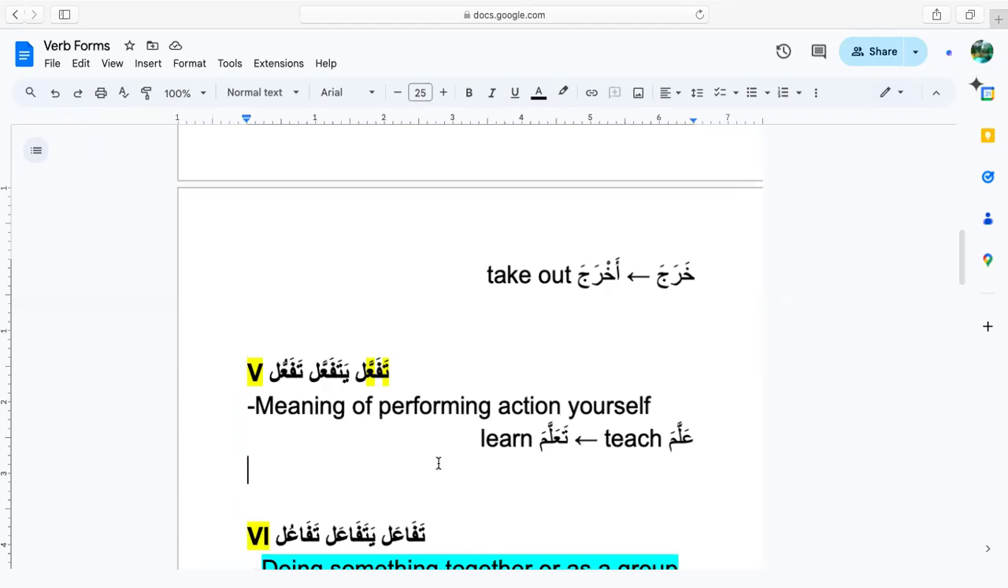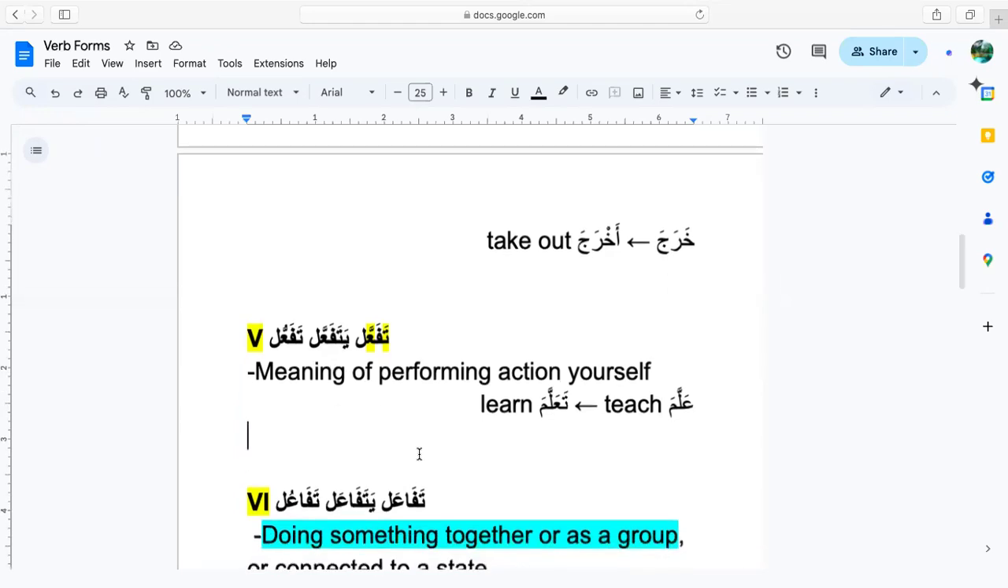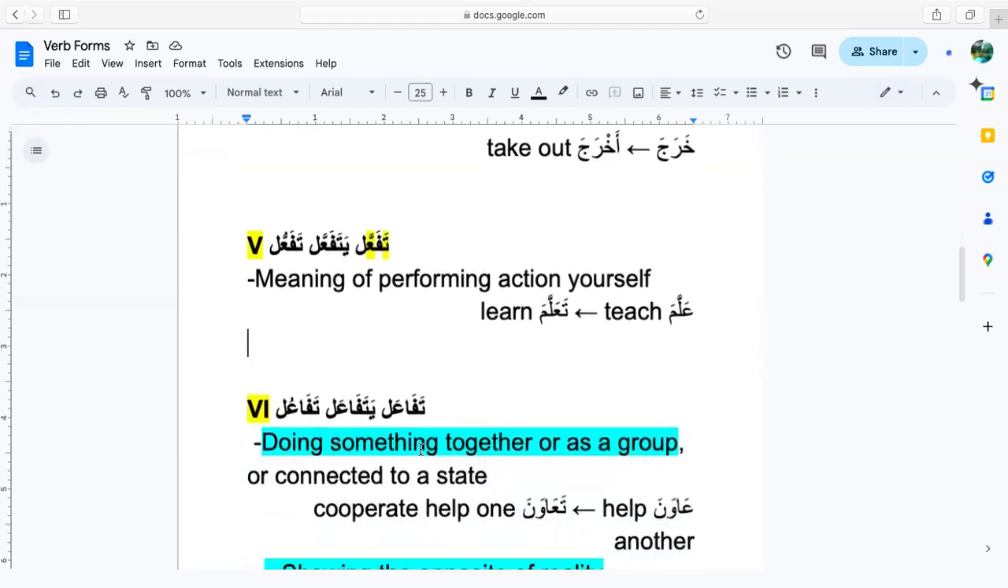تعلم. تعلمت اللغة العربية. أتعلم. يتعلم. تعلم. So أنا أتعلم اللغة العربية. I'm learning the Arabic language. So that is that meaning.